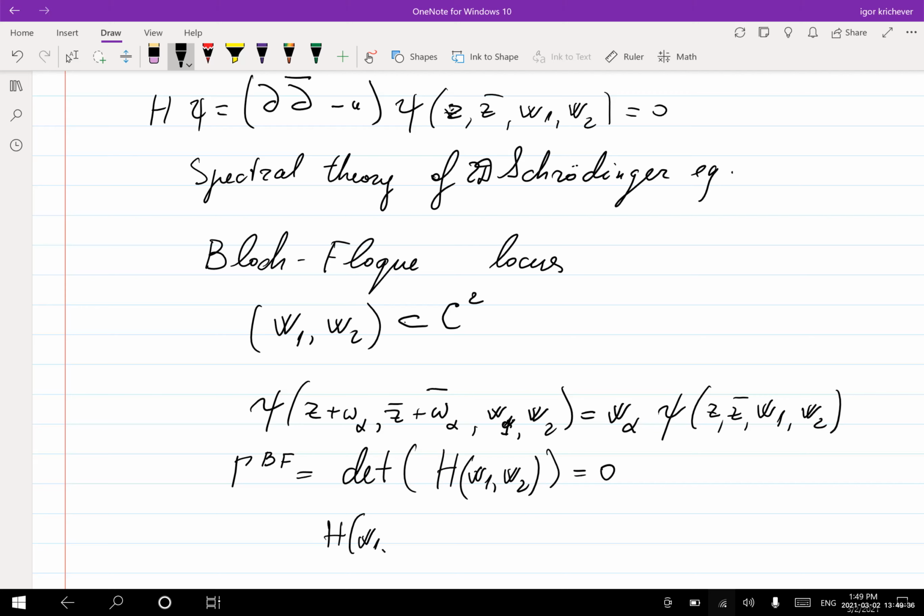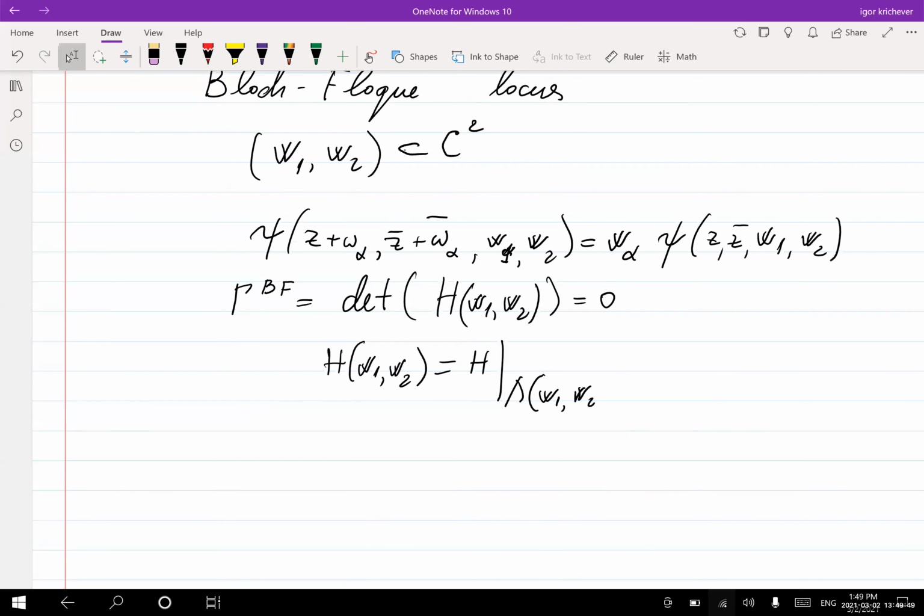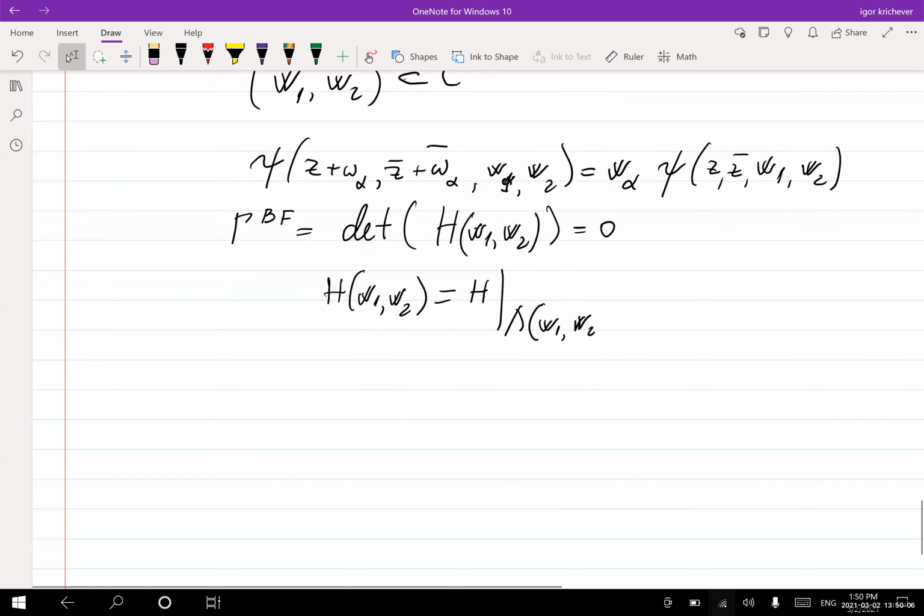H of W1, W2: restrict H onto the space of sections with multipliers W1 and W2. Unfortunately, it's not so easy because this operator is infinite dimensional. And having a determinant is a delicate question, not so obvious. I'll give you an example when the Bloch-Floquet set as an analytic set in C2 doesn't exist.